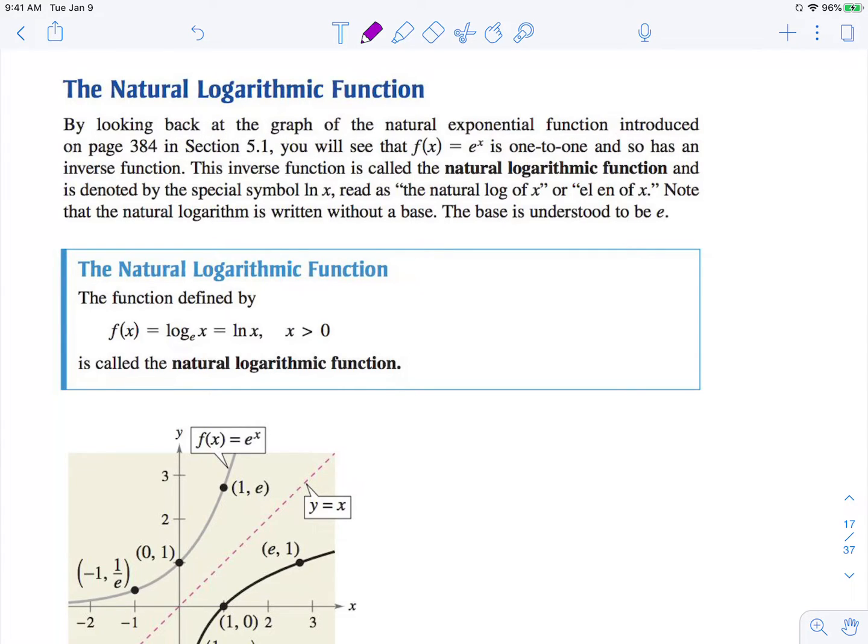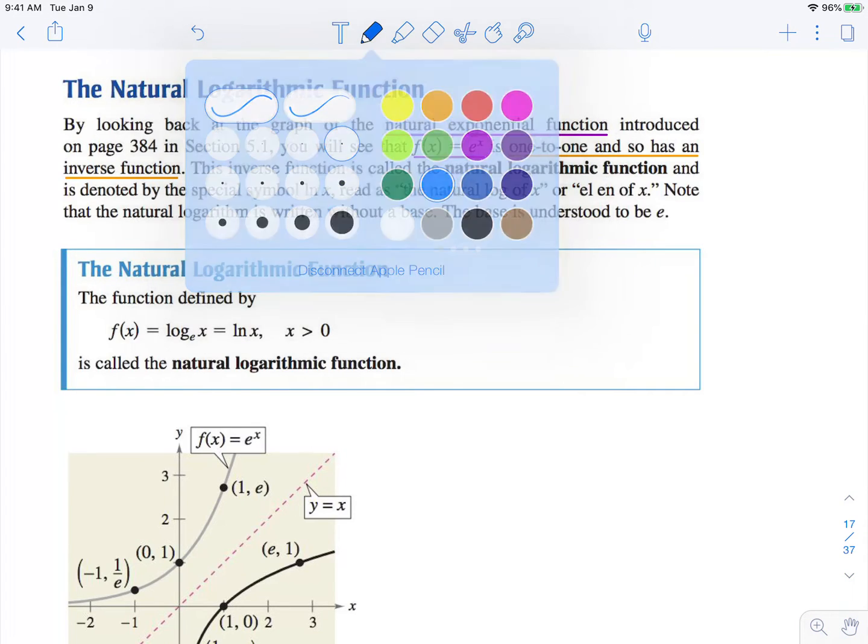Now we will introduce the natural log function. Remember back from section 5.1, there was the natural exponential function, f of x equals e to the x. And we know from the graph that this graph is 1 to 1 because it passes the horizontal line test, and therefore it has an inverse function.